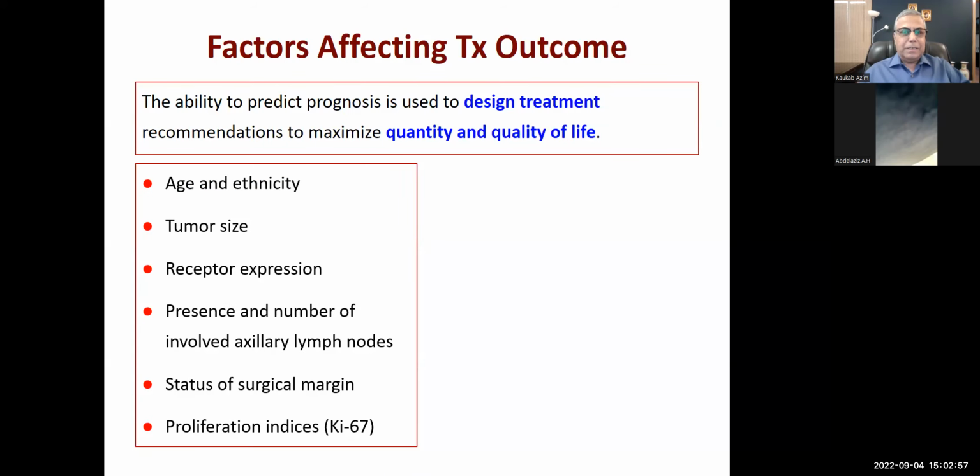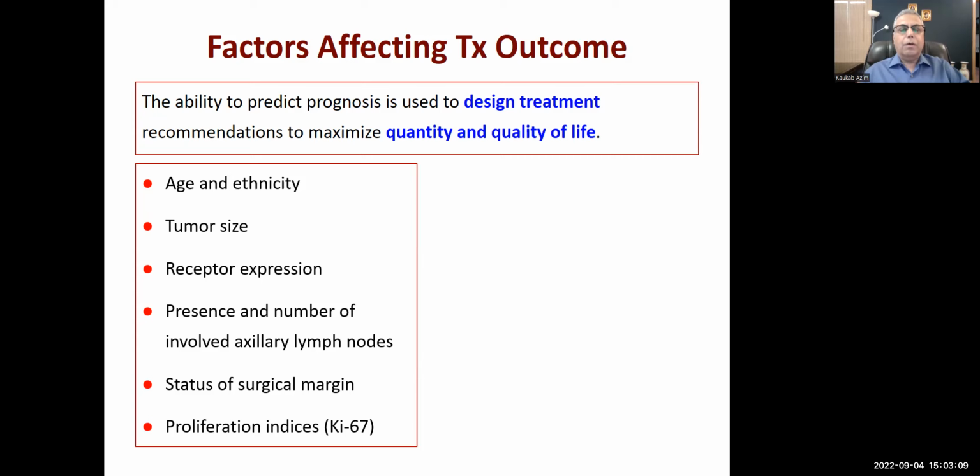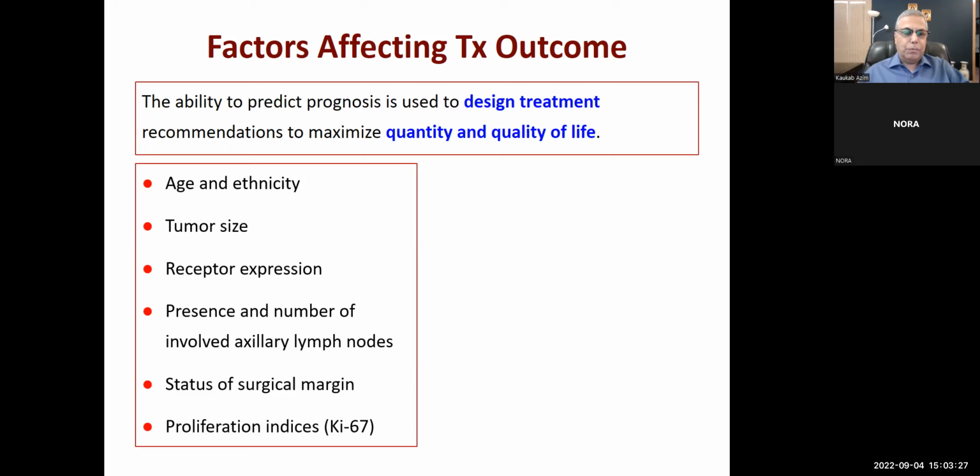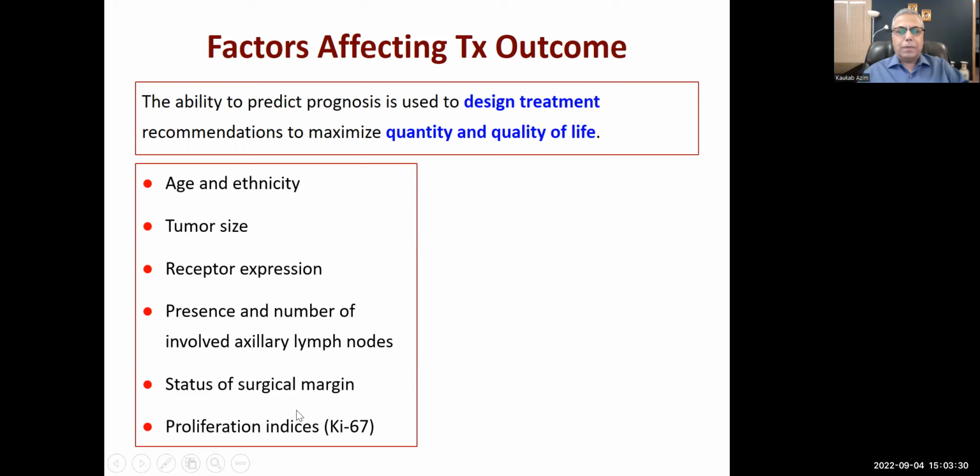So age and ethnicity are important. Tumor size, we have already seen that in the stage of the cancer. Receptor expression, estrogen receptor is important for hormone therapy, and then we have seen that HER2 receptor is also very important. Then involvement of the lymph nodes, especially the axillary lymph nodes. Then if you resect the cancer, if it's small and you resect it, the surrounding tissue must be normal, which means that the status of the surgical margin that I'll show you in the next few slides, that must be negative. It should not have any cancer cells in it.